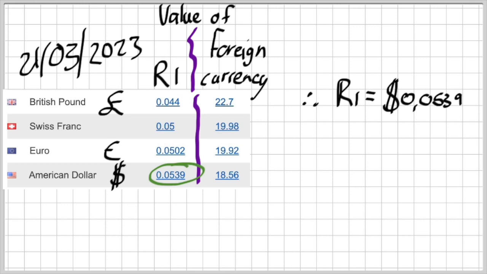So for every 1 rand I have, I'm just going to have just more than 5 cents in the US currency. But the reason why this is actually good for South Africa, not good for us people, but it's good for our country, is that for every 1 US dollar, look on the right-hand side, every 1 US dollar is worth 18 rand and 56 cents. It might not feel really good for you and me as consumers, but it's good for our country because we export so much goods that we need our currency to be relatively weak.